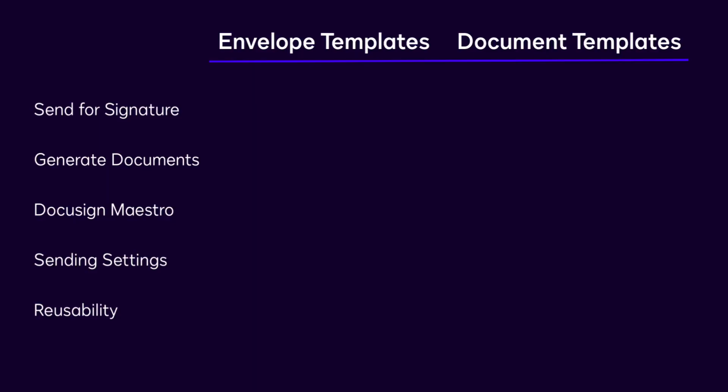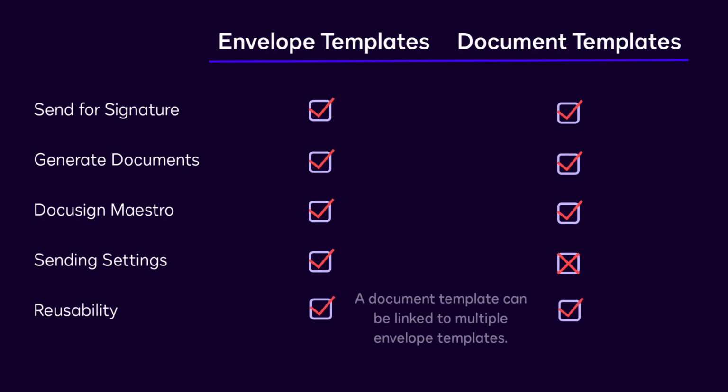Let's summarize the key similarities and differences between envelope and document templates. Both can be used to send documents for signature, generate customized documents via the Agreement Template Builder, and can even be incorporated into DocuSign Maestro workflows. Only envelope templates allow you to configure sending settings such as reminders, expiration, and custom email subject and message. Finally, a document template can be linked to multiple envelope templates. Any modifications made to the document template will automatically update all associated envelope templates.